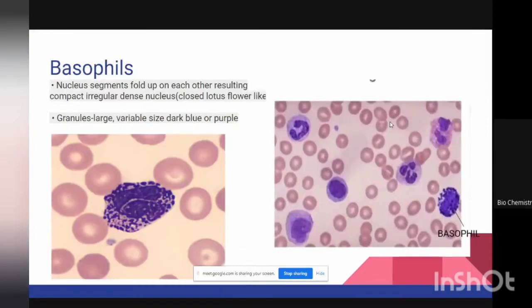And next is basophil. Basophils generally don't come in the peripheral circulation. In very rare conditions we observe a basophil, and the nucleus segments fold up on each other, resulting in a compact, irregular, dense nucleus, which is like a closed lotus flower, and the granules are very large, variable in size, and dark purple in color. Here the first picture is an individual basophil, and in the right picture we can see the basophil among the group of WBCs.